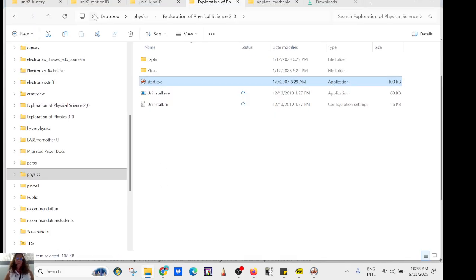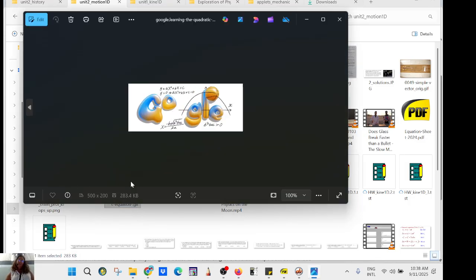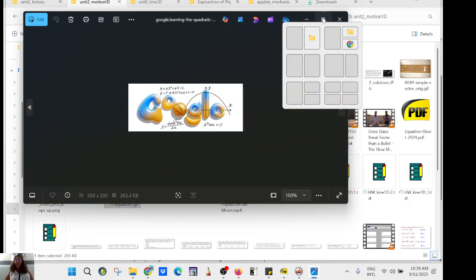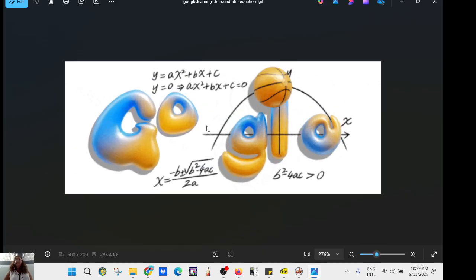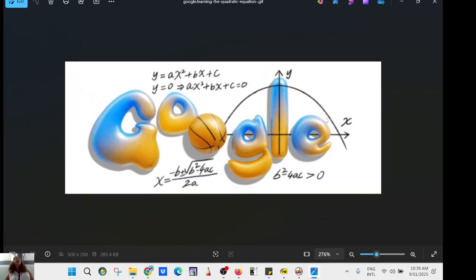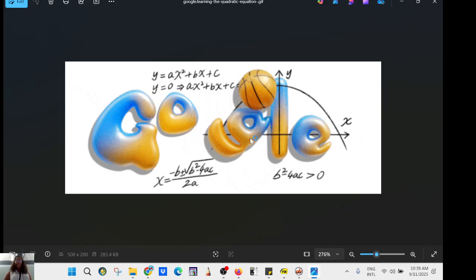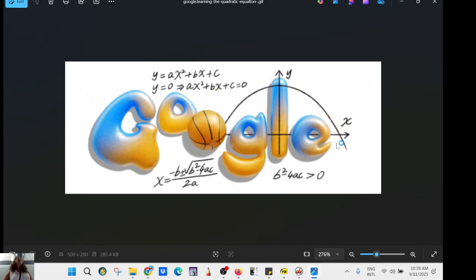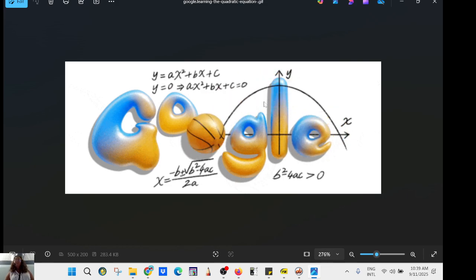But the other thing I wanted to show you, I was delighted because usually I don't like what Google posts, but for once they posted something very nice. And you see, it's a nice parabola. It's going to introduce the next unit, which is projectile motion. So it's projectile motion, okay? And of course, the equation of motion will be a parabola.